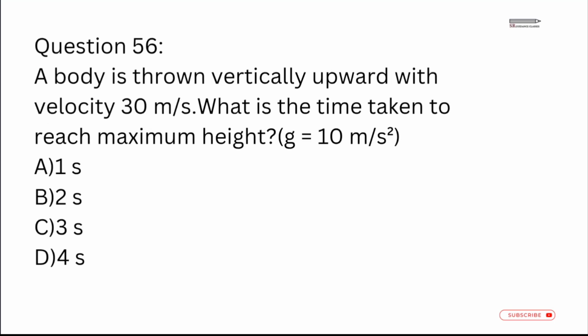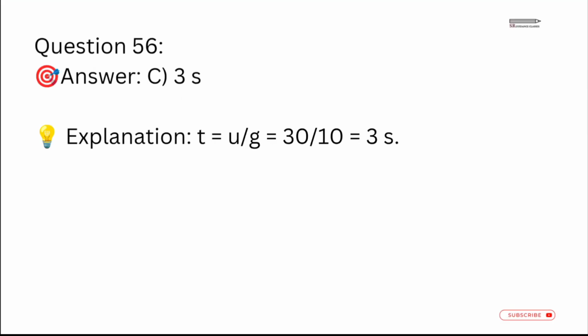A body is thrown vertically upward with a velocity of 30 meter per second. What is the time taken to reach maximum height? The answer is option C, 3 seconds.